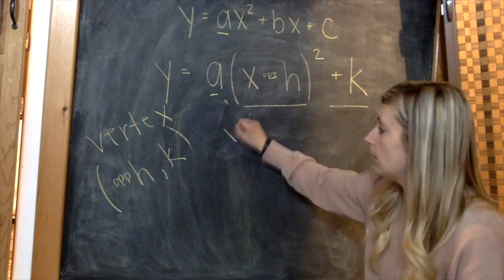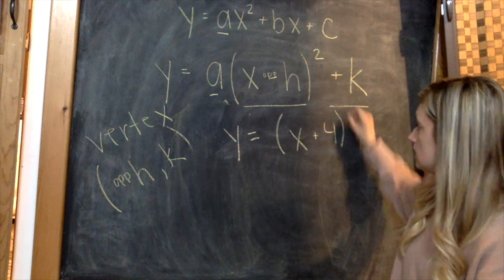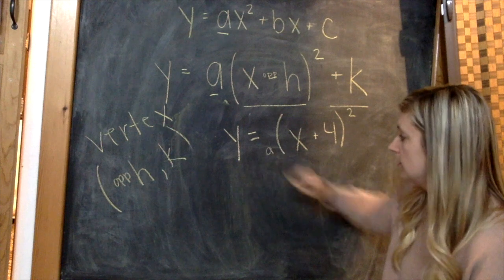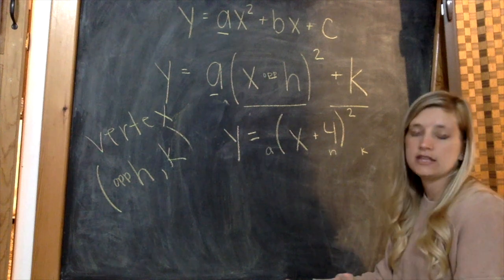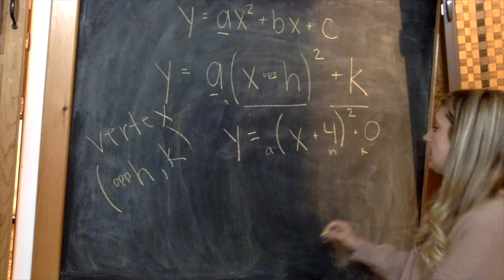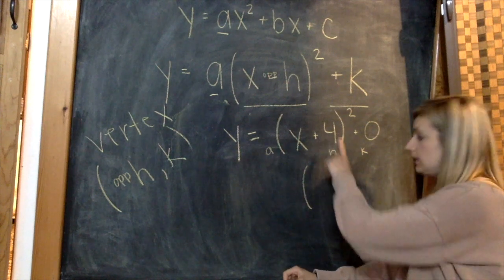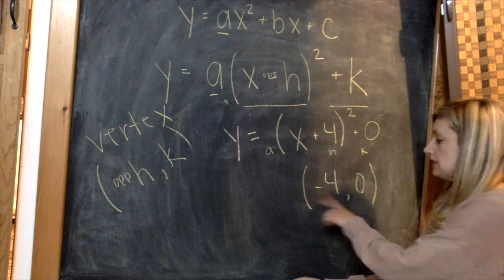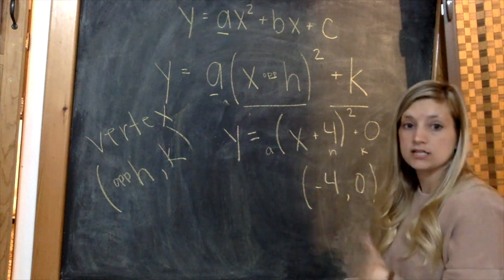Super simple. y equals, let's try this one, (x plus 4) squared. That's it. So if I were to label, I would have my A, my H, and my K, right? I don't have anything there. So if I don't have anything there, what represents nothing? 0. Okay, so now my vertex, opposite H, K. H, 4, opposite, negative 4. And my K is 0, which means this would go left 4, and it does not go up or down at all because there is no K in the vertex form.